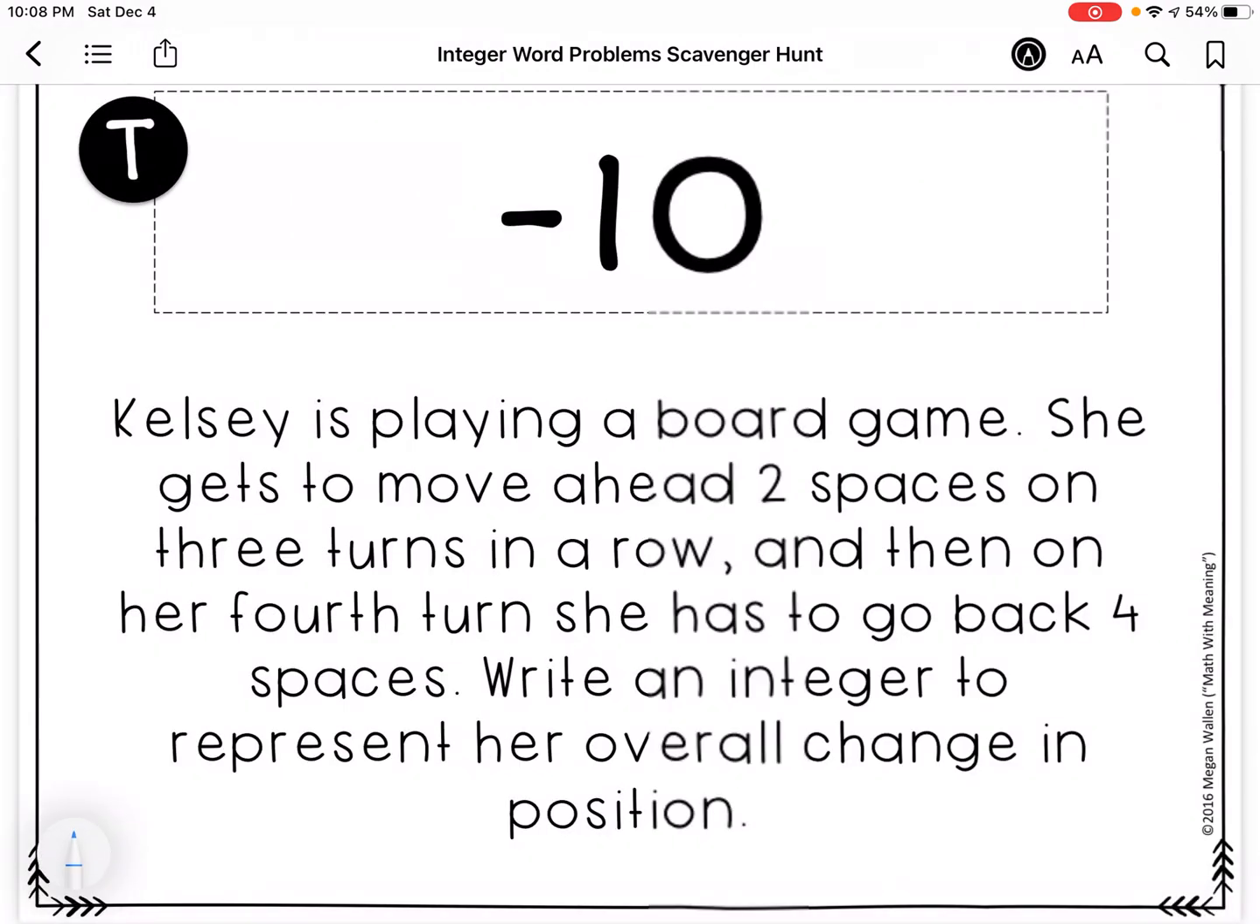Kelsey's playing a board game. She gets to move ahead 2 spaces on 3 turns in a row, so that's 2 times 3. And then on her 4th turn, has to go back 4 spaces, so plus a -4. Write an integer to represent the overall change. So that would be a change of 2.